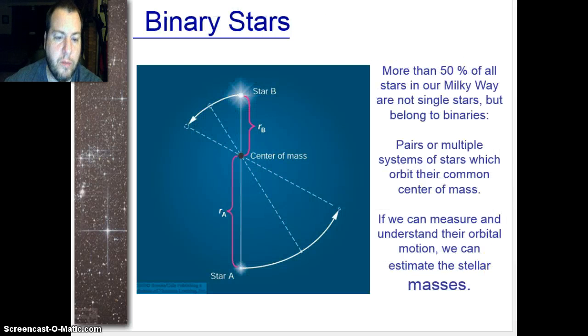Okay, let me go to binary stars then. More than 50% of all stars in our Milky Way are binary stars, like I said earlier. So they orbit each other, or rather, they orbit a center of mass of each other. And if we can measure and understand their orbital motion, we can estimate their mass. So let's take a look at some examples here.